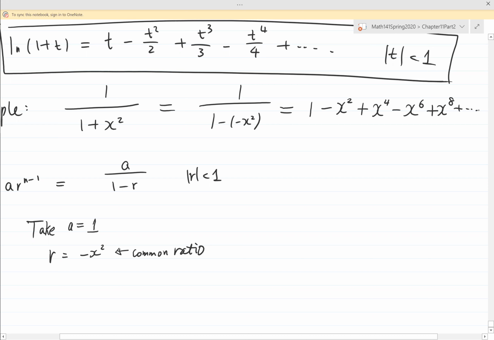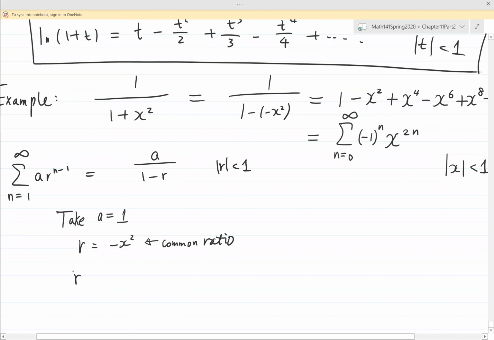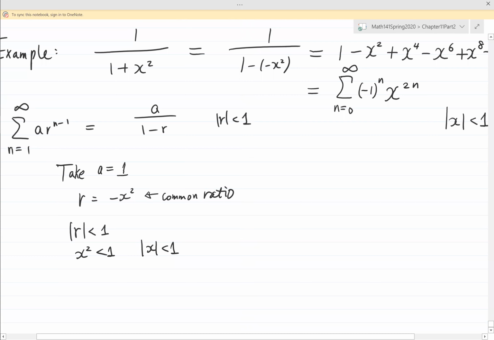So it's an alternating sum of the even powers of x: negative 1 to the power n times x to the power 2n, n from 0 to infinity. Here we assume the absolute value of x is bounded by 1, because r is bounded by 1, so x squared is bounded by 1, so the x value is bounded by 1. So we get this power series representation.